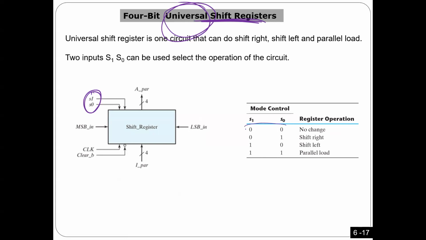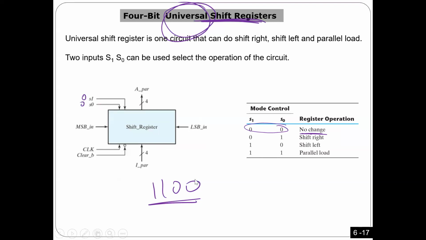If this selection is 0, 0, so actually no change. No change means if the register is storing 1, 1, 0, 0, it's going to stay, it's going to continue 1, 1, 0, 0. You are not going to change the stored value. Is that okay? If I put here 0, 0 means no change.